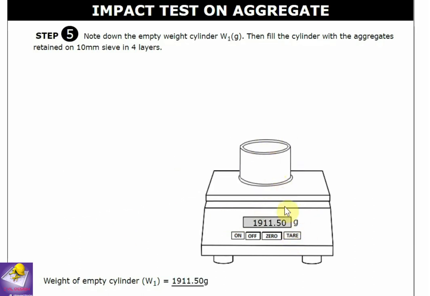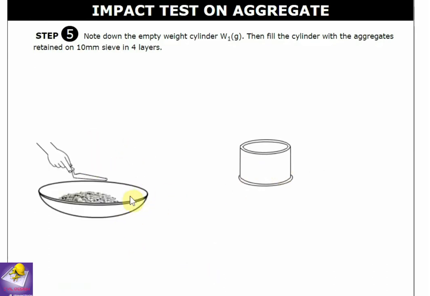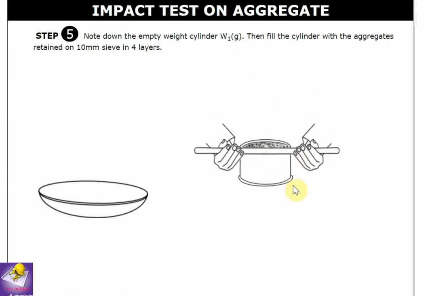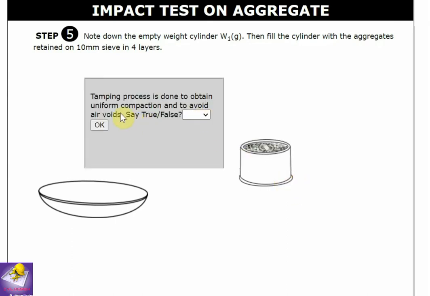Firstly, weigh the empty cylinder. This is called W1. Then the aggregate is placed in this cylinder in three consecutive parts, tamping through a tamping rod. Fill the aggregate into the cylinder and tamp like that. Level the surface with the tamping rod. The tamping process is done to obtain uniform compaction and to avoid air voids. Say true or false. This is true.